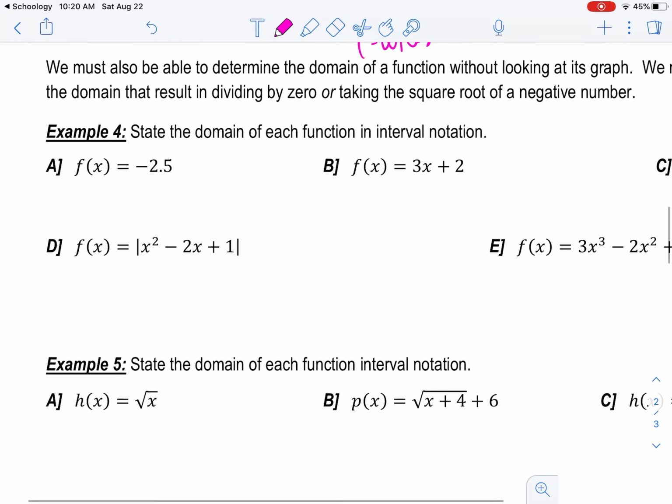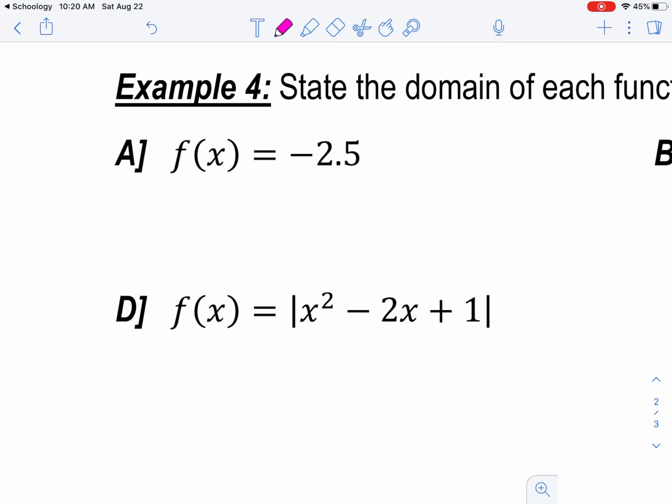Okay? So if you look at this group in example 4 and I ask you, is there anything x can't be? The answer to all of them is no. x can be anything. Why? Let's think about it. Think about how they look as graphs. This is like the line y equals negative 2.5. It's a horizontal line. What's the domain of a horizontal line if you look left to right? It's all real numbers.